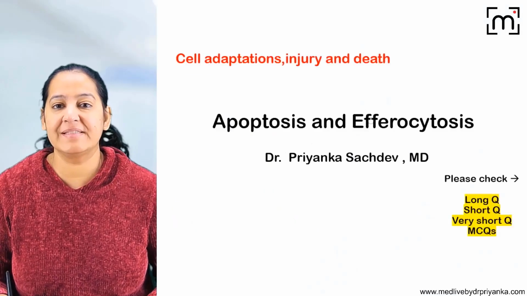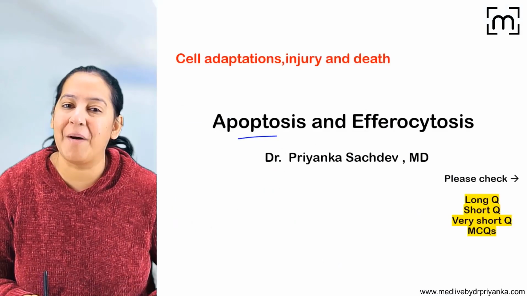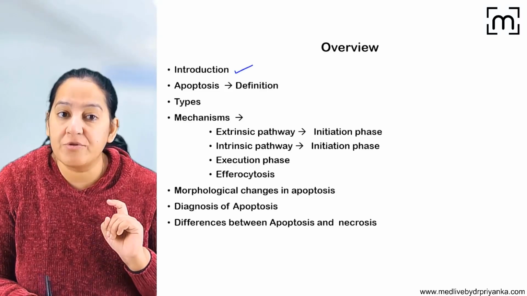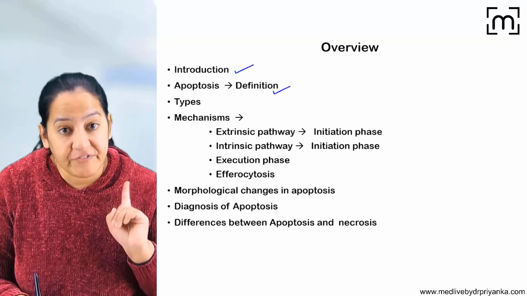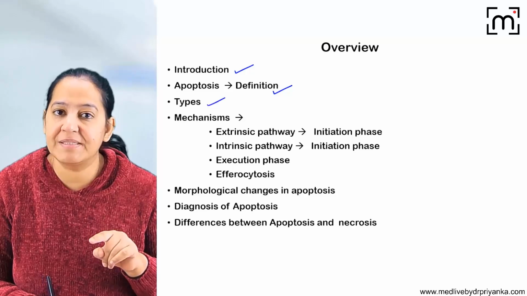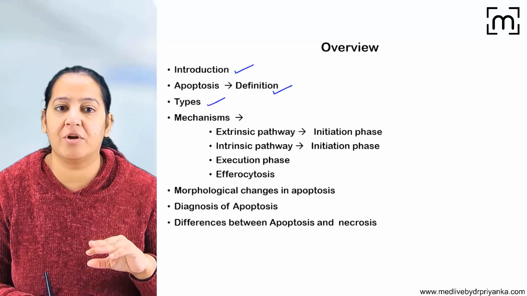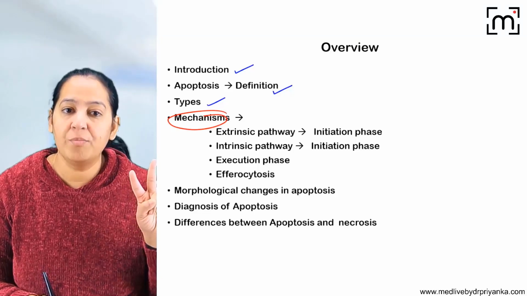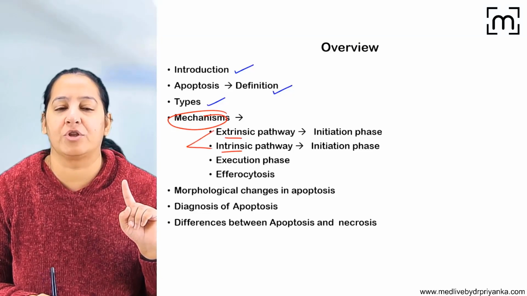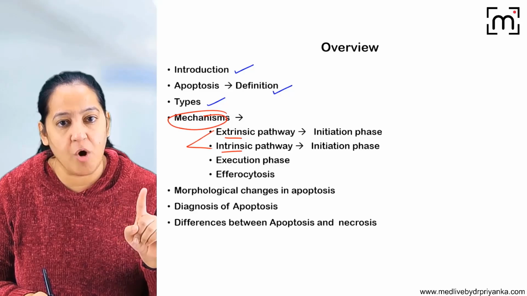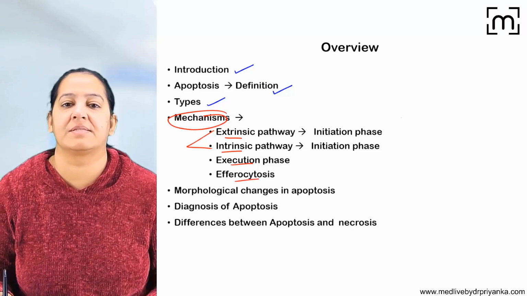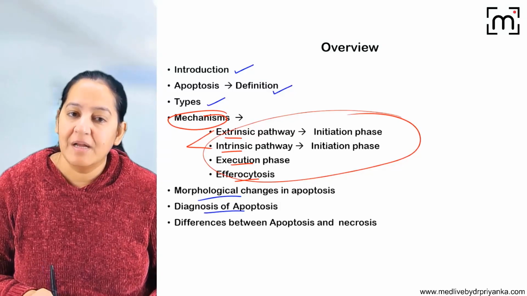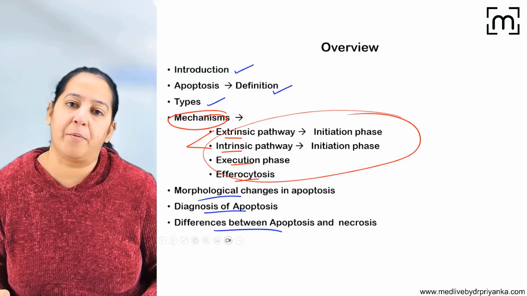Okay. So here you can see we are starting the most important topic here, apoptosis and erythrocytosis. So here, first I will let you know the introduction of apoptosis. Then I will let you know the definition of apoptosis. Then the types. The two types of apoptosis, physiological and pathological. The ultra important thing we have to learn here is the mechanisms. There are two mechanisms, extrinsic pathway and intrinsic pathway, followed by execution pathway, which is common for both of them. And finally, there is erythrocytosis. So we will see the mechanism of apoptosis. Then we will see the morphological changes in apoptosis, diagnosis of apoptosis, and differences between apoptosis and necrosis.